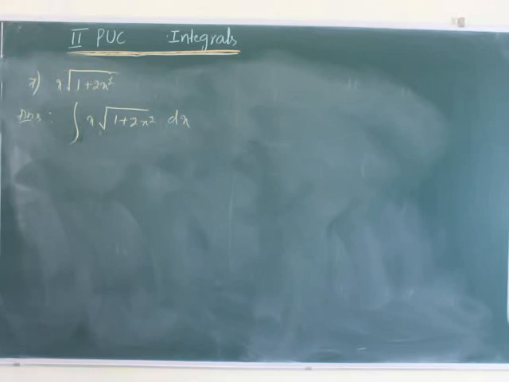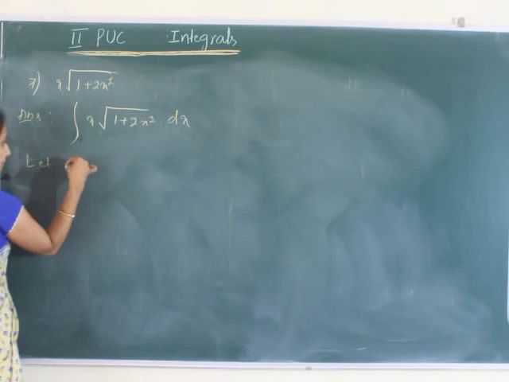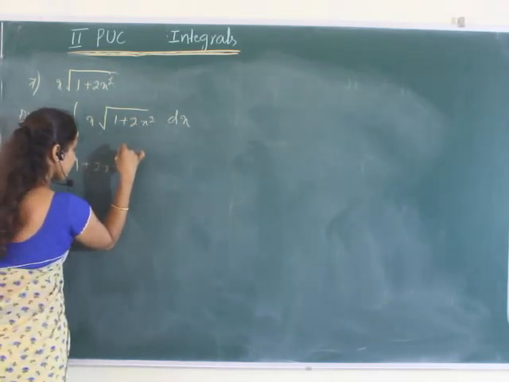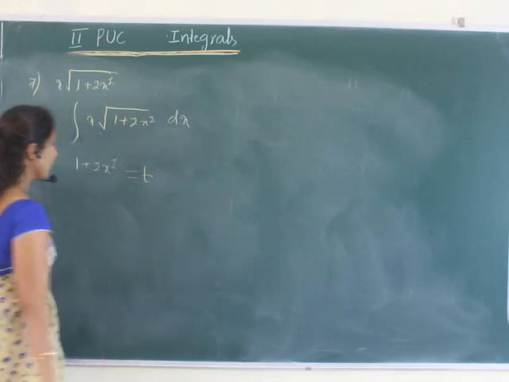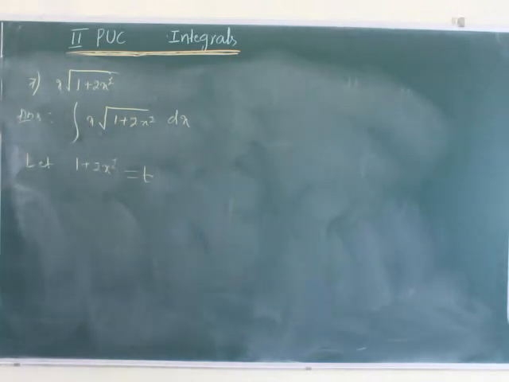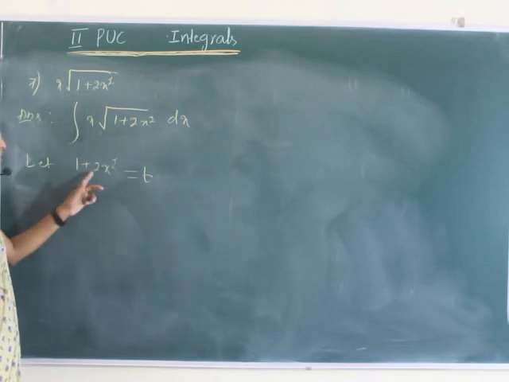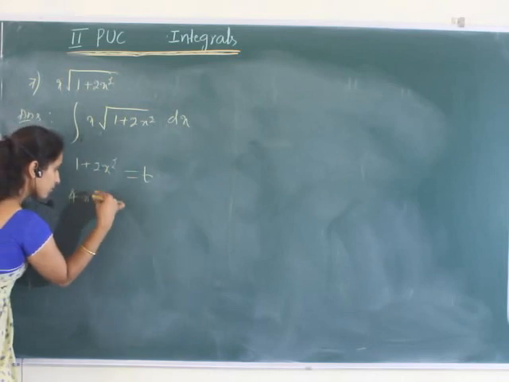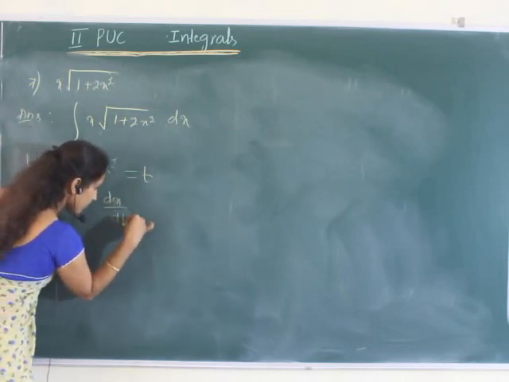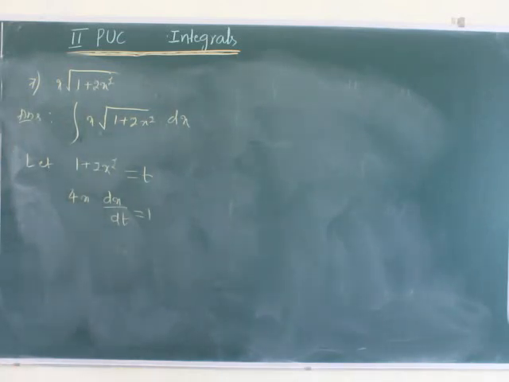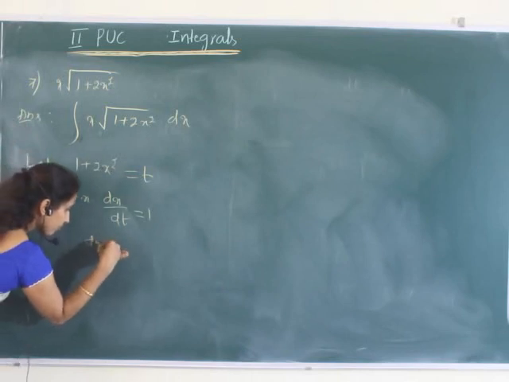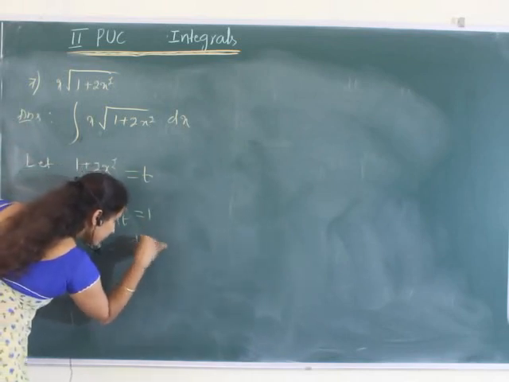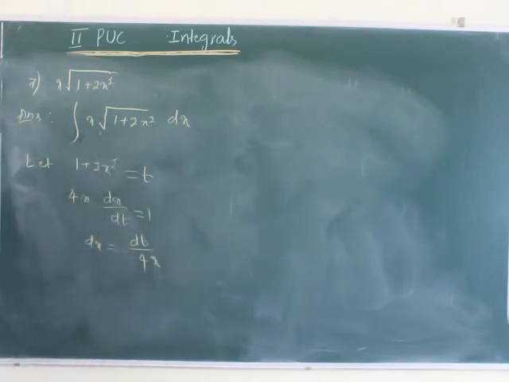So make a substitution. Let 1 plus 2x square is equal to t. Find the derivative with respect to x. We get 1 is 0, 2 is a constant, 2 into 2x is 4x. 4x into dx by dt is equal to 1. Therefore dx is equal to dt by 4x.